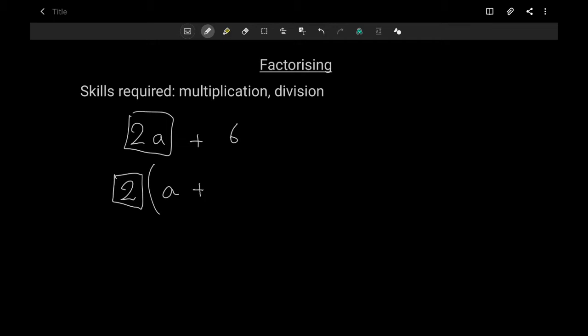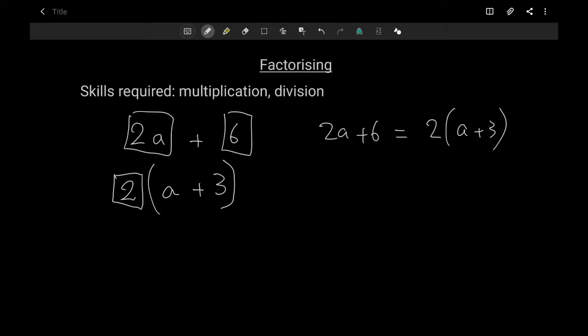We put in the plus sign, and now we say, what do we need to multiply 2 with to get to the number 6? So we know that 2 times 3 is 6. And now that we're done, we close the bracket. So basically, 2a plus 6 can be written as 2 bracket a plus 3. So as you can see, factorizing is just another way of writing an expression.